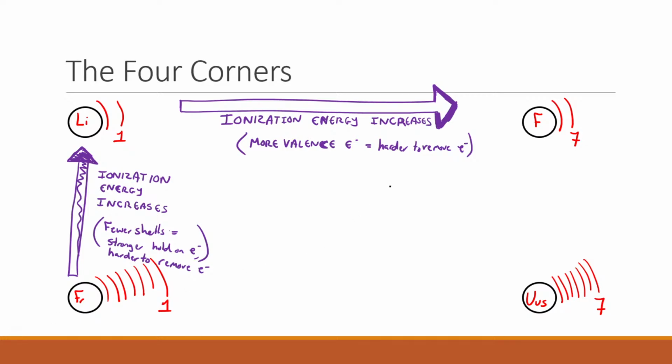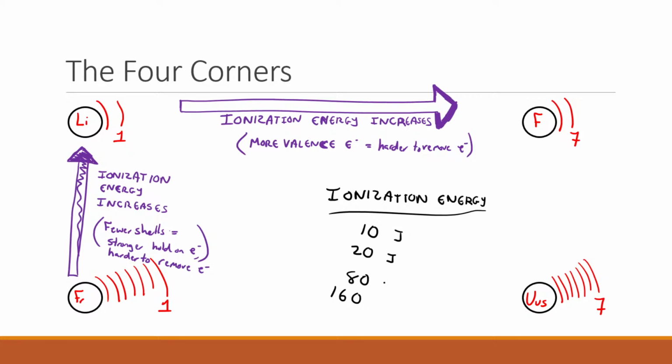So if I were to give you 4 ionization energy values, if I were to tell you that these 4 values corresponded to these 4 elements, could you appropriately assign the ionization energies? Can you take those 4 numbers and put them where they are supposed to go?